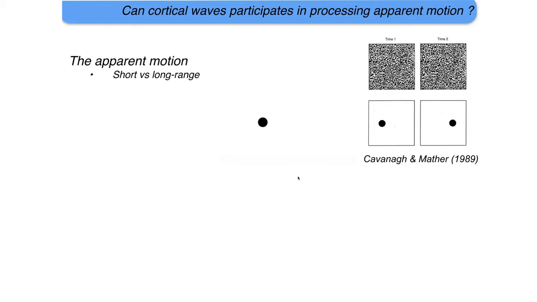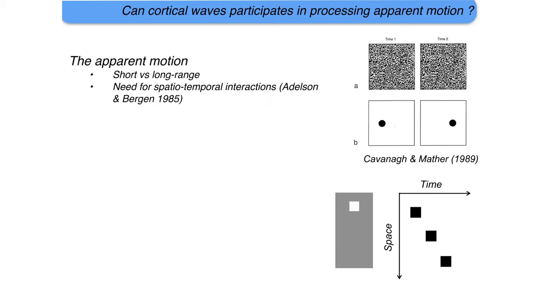The most important thing is that if we want to generate a motion signal from such stimuli, we need to have spatial and temporal interaction. So if I represent this two-stroke apparent motion in a space-time coordinate, what we need is to have interaction in space and in time in order to build a representation along the apparent motion path. This is a kind of necessity, and what we suggest is that these interactions could come from the horizontal propagation I just showed you.